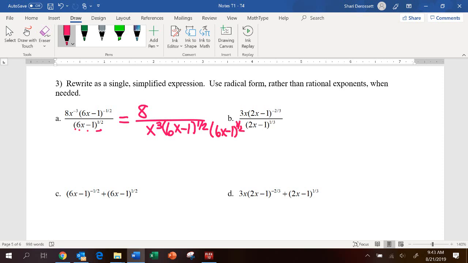So this is what I have now. In the numerator, the only thing I have is an 8. In the denominator, I've got an x cubed, and then I have a 6x minus 1. If I have like bases and I'm multiplying, what do we do with the exponents? Add them.